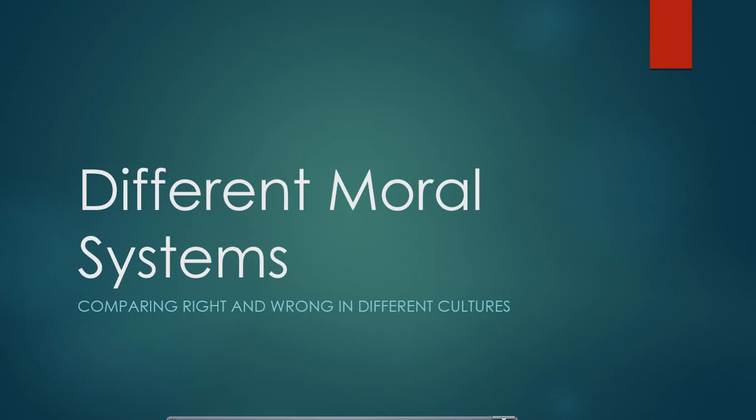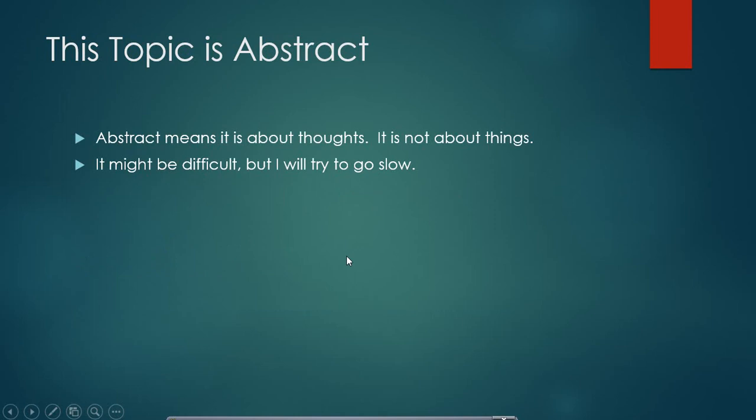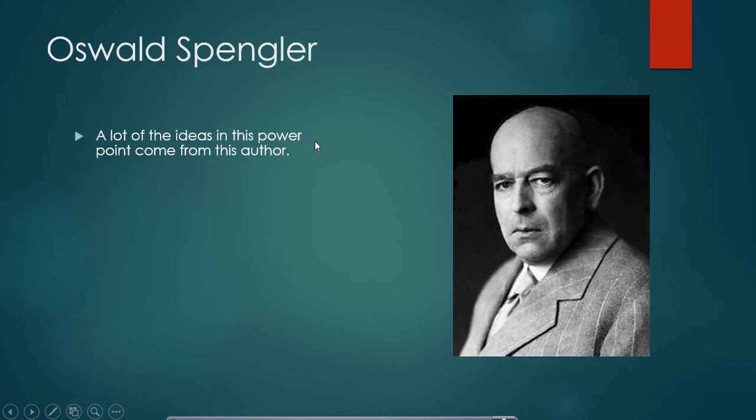Okay, so this PowerPoint, as you can see here, is about comparing different moral systems. And I'm warning my students this is an abstract topic, so it's difficult. Abstract as opposed to concrete. That means I'm not talking about anything you can touch or see. Okay. Oswald Spengler is the author of The Decline of the West, the book I read, and a lot of the ideas in the PowerPoint come from this author. I really liked his book.